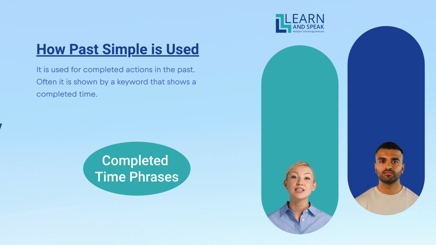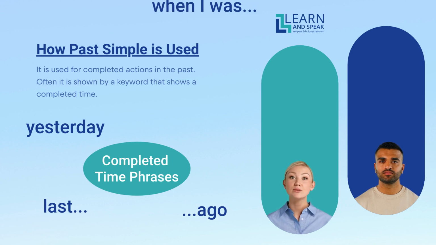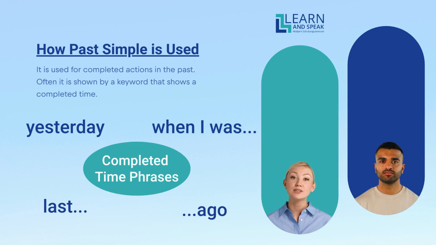Some of these keywords include yesterday, anything with last. For example, last week or last year. Another completed time word is anything with ago. 2 days ago or 5 months ago, etc. Also the phrase when I was. This tells you to use the past simple. For example, when I was in London, I bought a new bag.